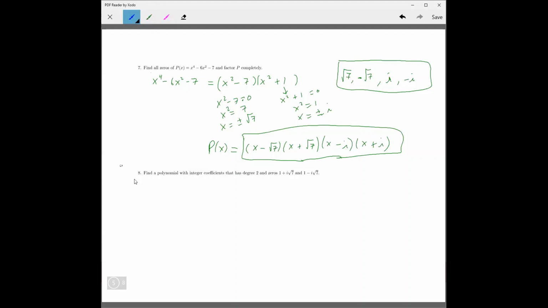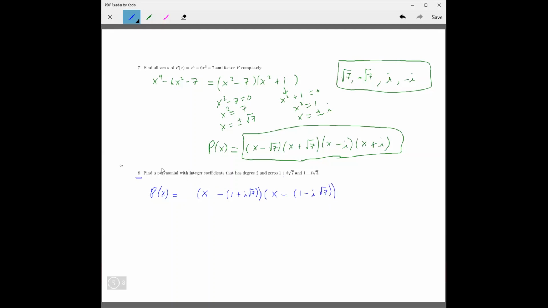Okay, number 8. Find a polynomial with integer coefficients that has degree 2 and has these two zeros. So these are complex zeros. Okay, so this is the same principle. When it has zeros, you just write down x minus the first zero. That's going to be the first factor, and then the other factor is x minus the second zero.